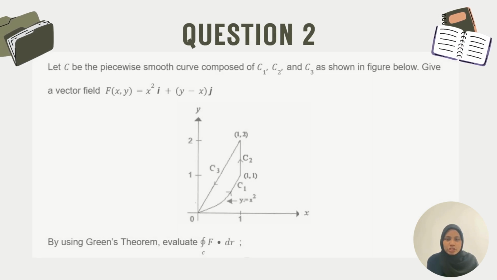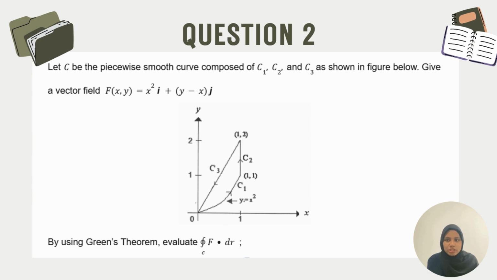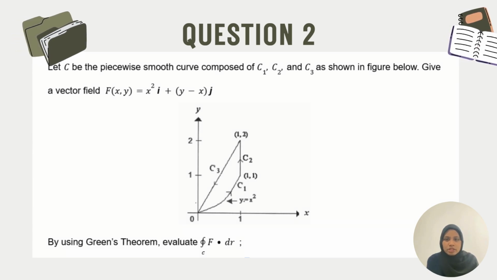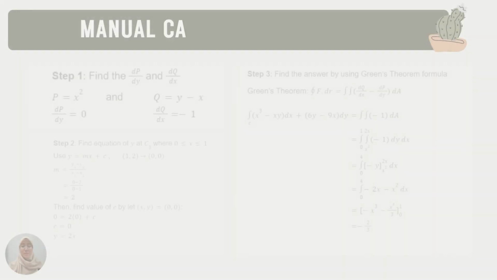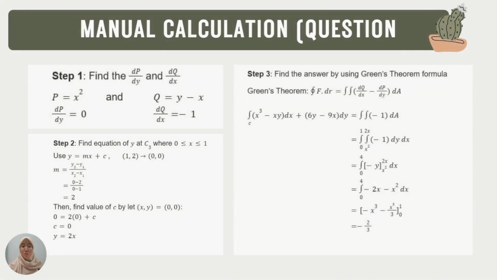Continue with question 2, where the question states that C is the piecewise smooth curve, composed of C1, C2, and C3 as shown in the slide, with a vector field given. Manual calculation for question 2. We also need 3 steps to answer this question.